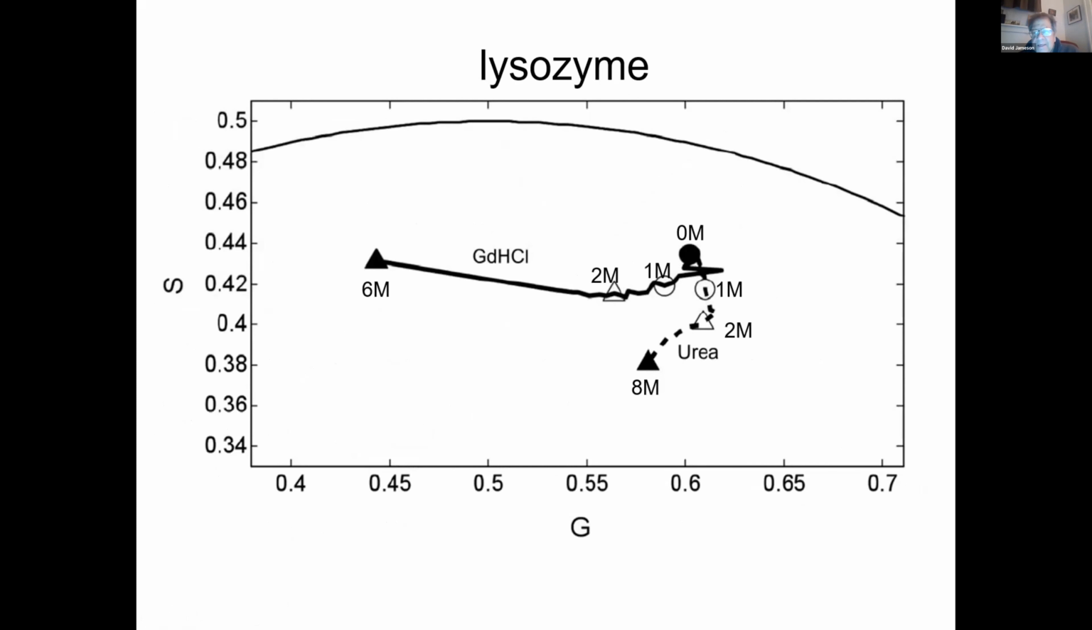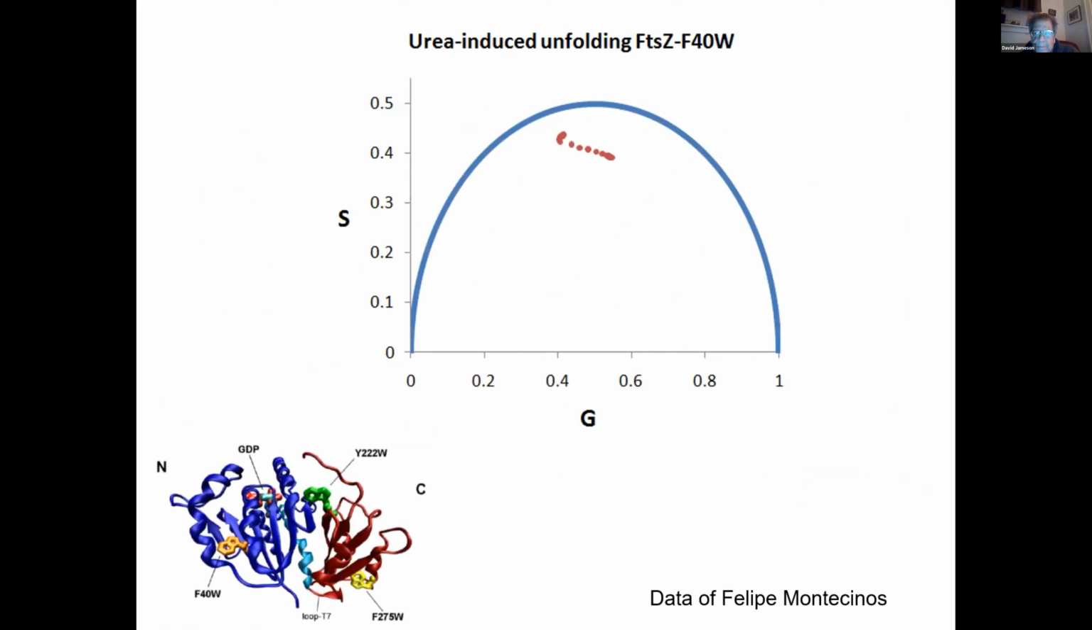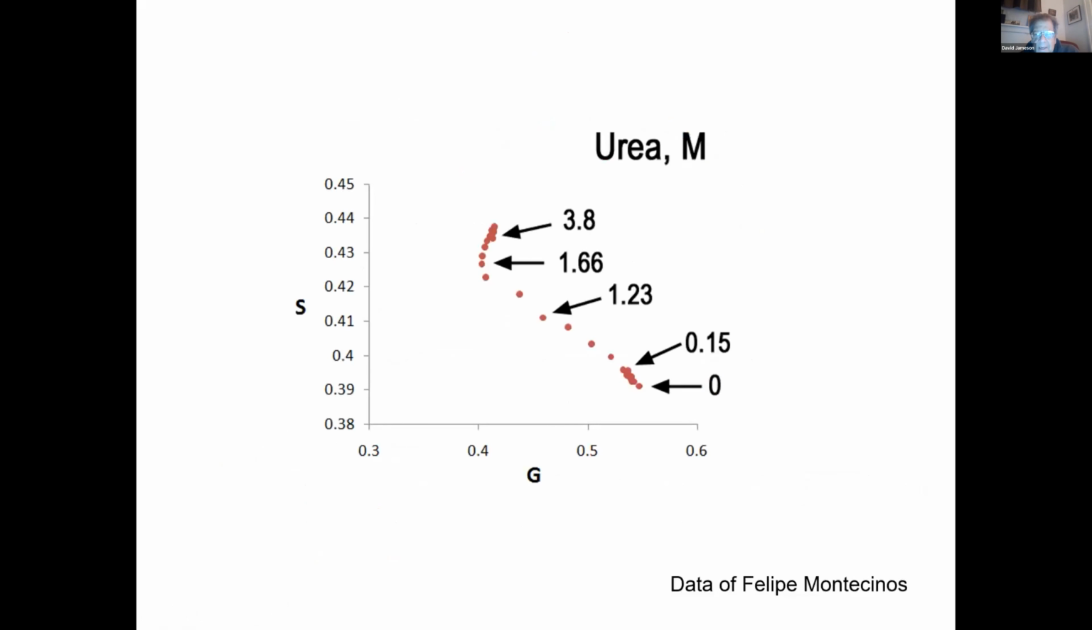Now here, looking at the denaturation of lysozyme with urea or guanidine, we see the pathway is quite different between them. And here's some work of Felipe Montesinos, who was from Chile, and he came to my lab in Hawaii, and now he's at the NIH, and he did urea unfolding of this single tryptophan protein FtsZ. Actually, it has no tryptophan, he put 1 in, and we can expand that. You can see you get very distinct and reproducible points. So you can really follow stages in these denaturation processes.